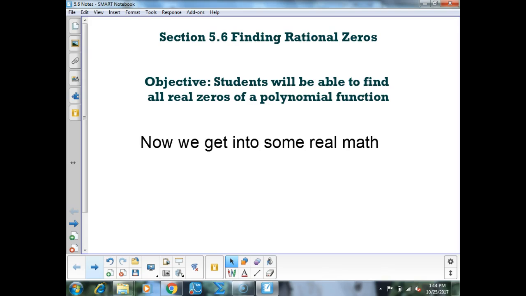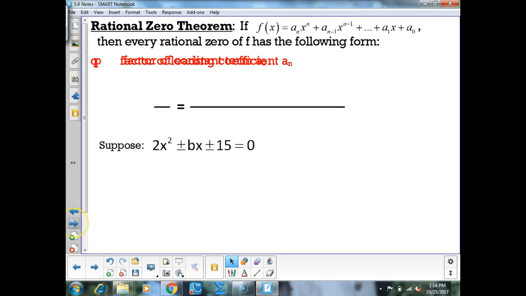Today, I'm not giving it to you anymore. Okay? I'm just going to say, here's a polynomial function, completely factor it, or here's a polynomial function, find me the zeros. Okay? And you're going to say, oh, that's so hard. Yeah, but at the same time, it's super easy. Okay? Because we have something out there called the rational zero theorem.